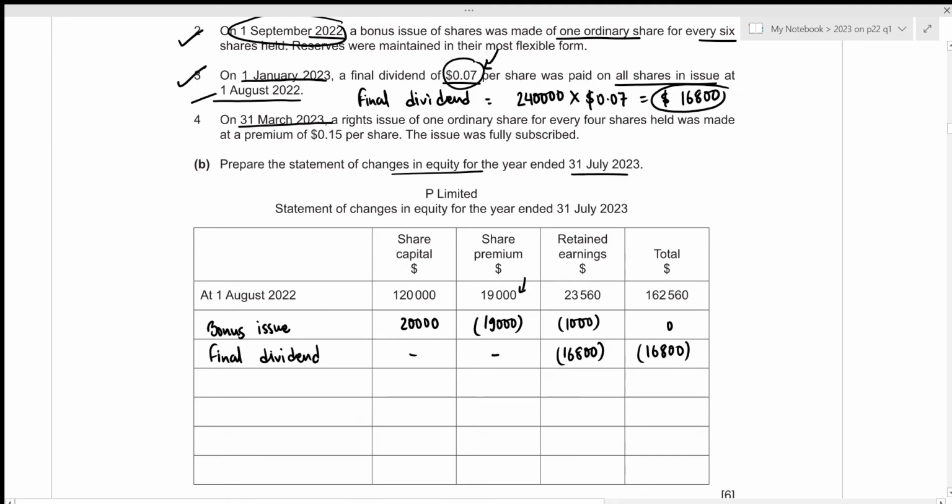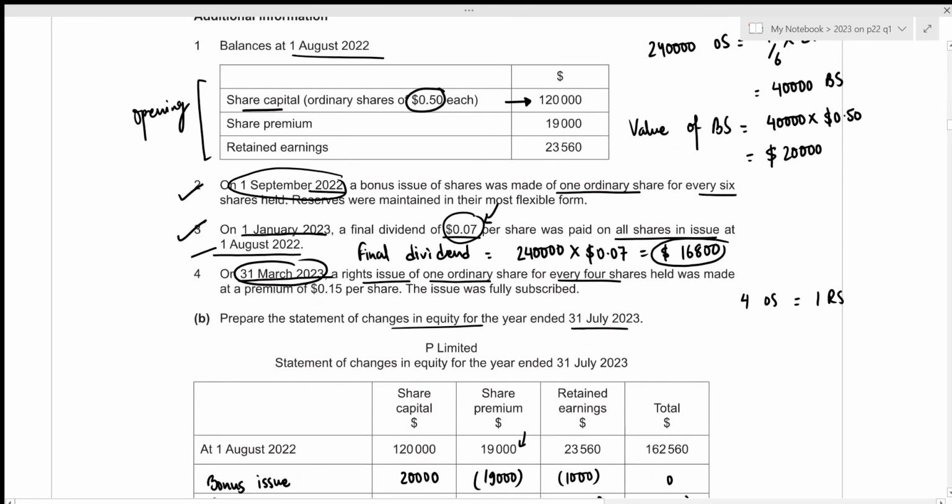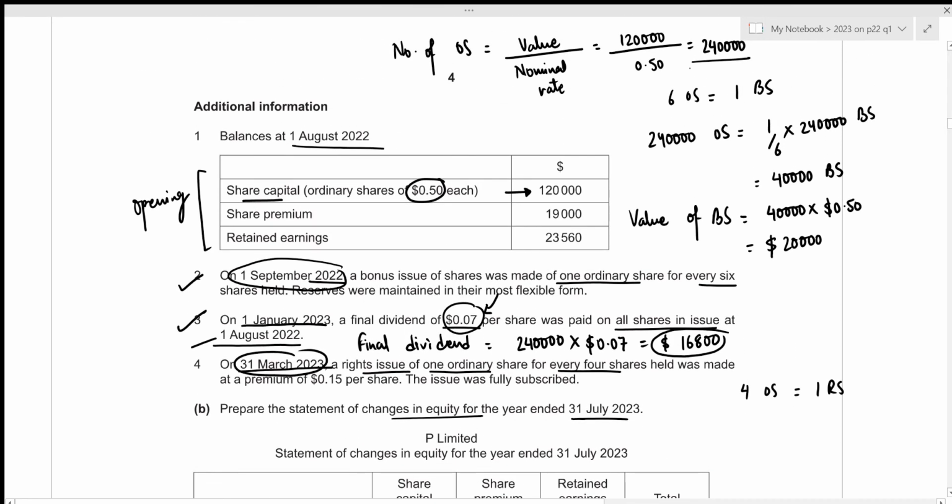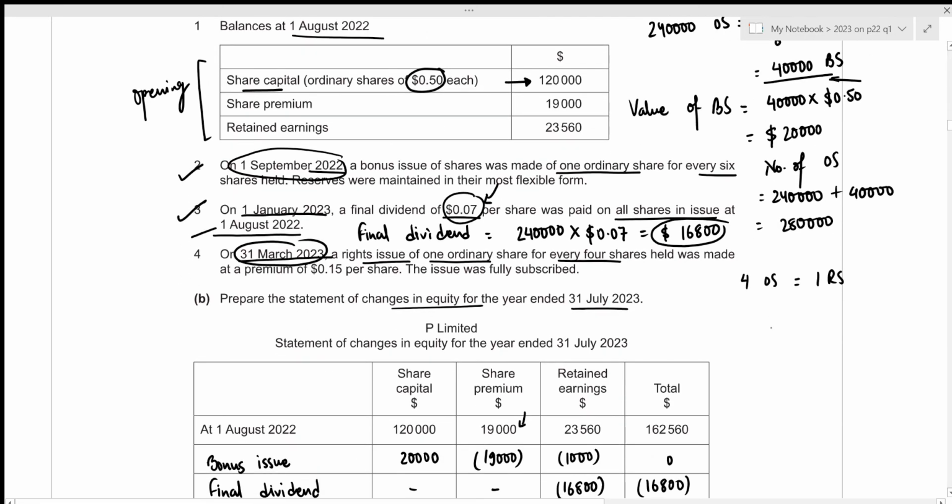Then on 31st March 2023, a rights issue of 1 ordinary share for every 4 shares held. So in this case, for every 4 ordinary shares we have, we're providing 1 new rights share. And this is at the date of 31st March 2023, which means that before this date, we have our initial number of shares as well as the new bonus shares. So the total number of ordinary shares in this case will be 240,000 plus 40,000. So that's 280,000.